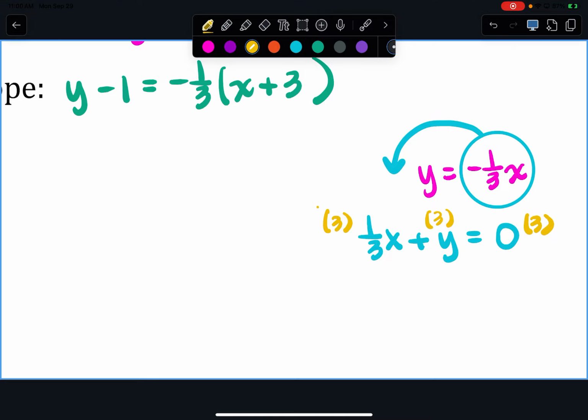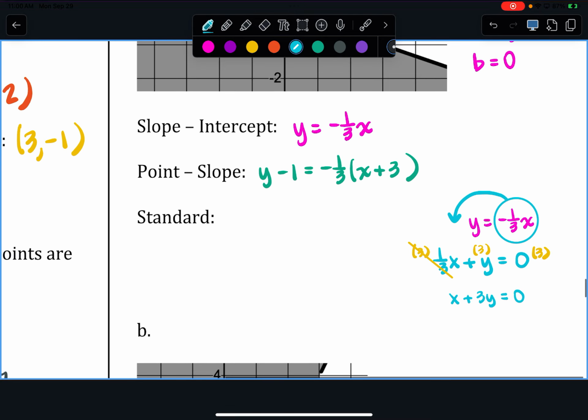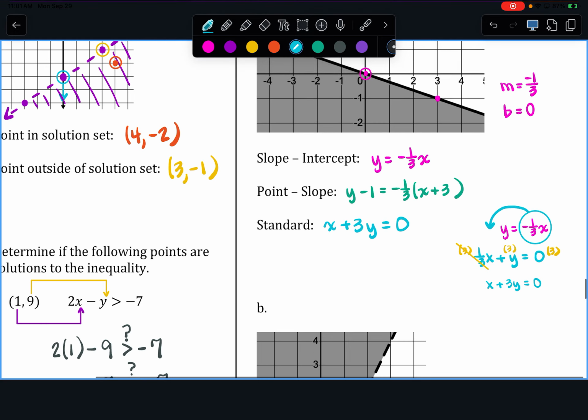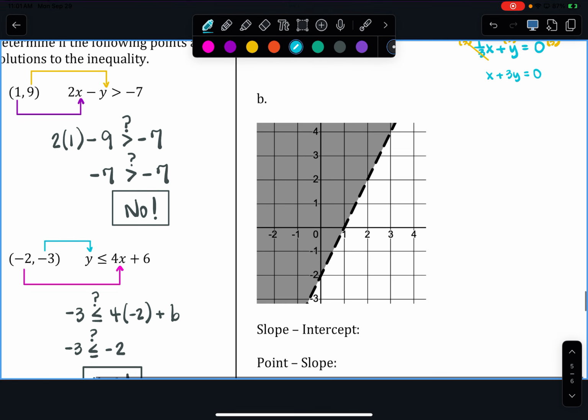And of course, this 3 multiplier and 3 divider cancel each other out, right? Which is going to give us x plus 3y equals, and of course 0 times 3 is still 0. And so that is our standard form of this equation. All right, let's go do it again. It's our very last one.